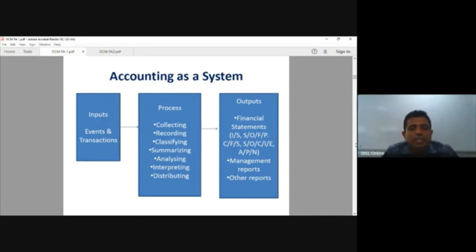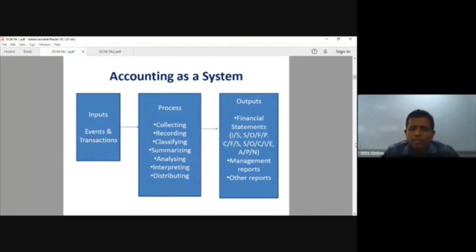Then the process, as I already discussed in the definition: we have to collect, record, classify, summarize, analyze, interpret, and distribute. That is the process. Then the main output of accounting is the financial statements. The financial statement, if you go to the definition, comprises 6 main items. IS means income statement.